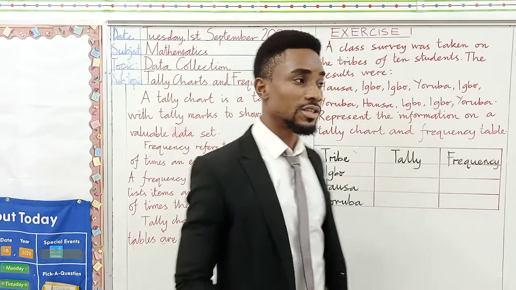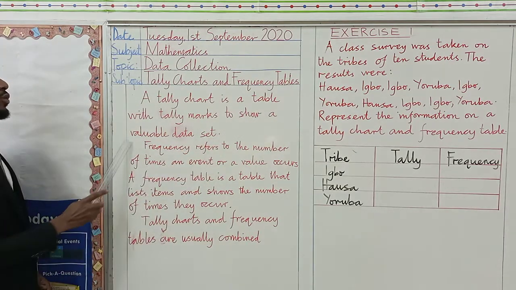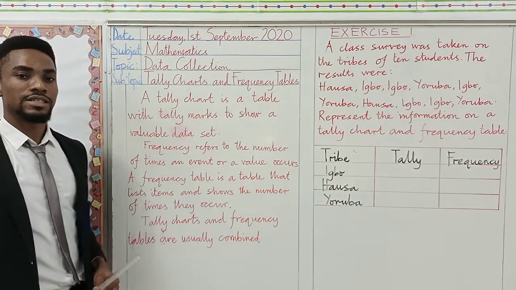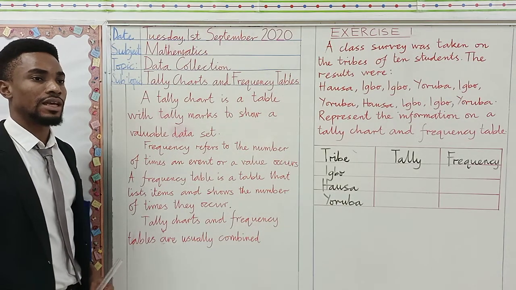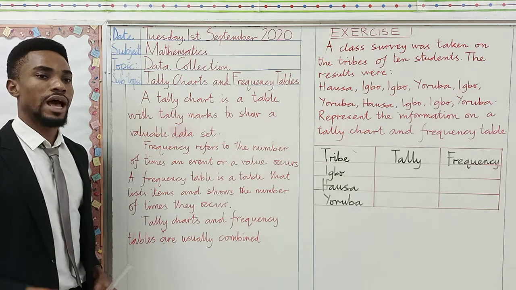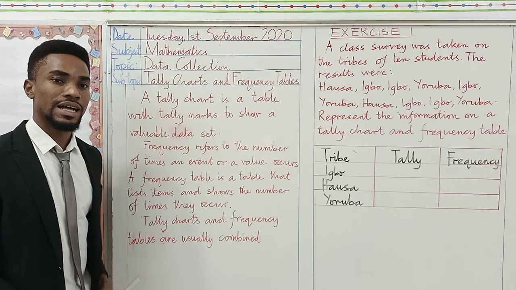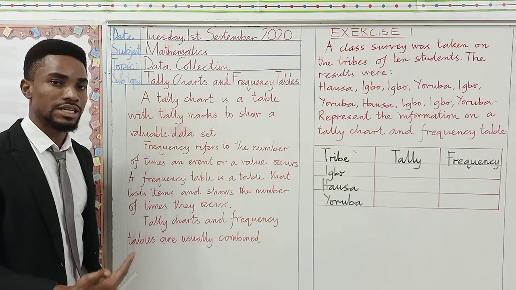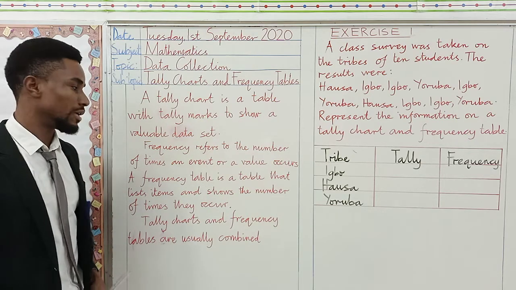So what is the tally chart? A tally chart is a table with tally marks to show a data set. Okay, now what are tally marks? Tally marks look like little strokes that are used to stand for the number of times a data item appears in a data set. An example is going to be given to you shortly.